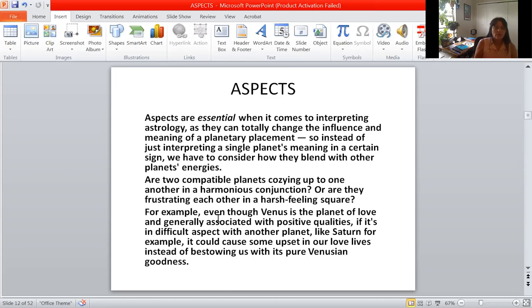So aspects are essential when it comes to interpreting astrology, as they can totally change the influence and meaning of a planetary placement. So if you've got this really nice planet and it's in hard aspect to a nasty planet, it's going to taint the niceness of the other one. So instead of just interpreting a single planet's meaning in a certain sign, it's like Venus in Gemini, okay, or Venus in Gemini in the 11th house. Oh, but it's got a square to Saturn. Ooh, what's that do to it? Okay, so we have to consider how they blend with those other energies.